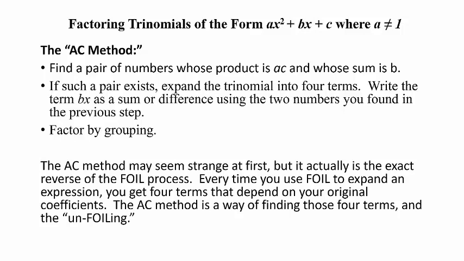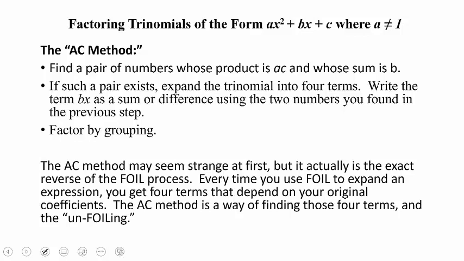Here, we will factor trinomials of the form ax squared plus bx plus c, where a is not equal to 1. So that means that a is something other than 1. It's a non-trivial leading coefficient. So when you're factoring something with a number out front other than 1, the best method to use is what we call the AC method.